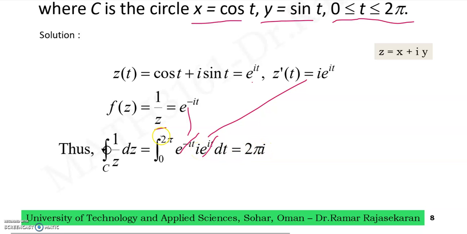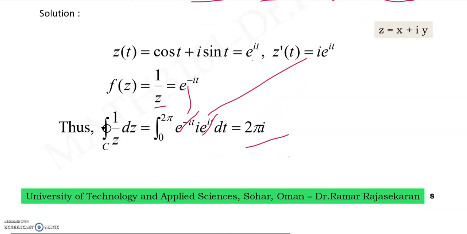So i is the only remaining value. So i, then the integral of dt is t. So the upper limit is 2 pi, so 2 pi i you will get. That's it.